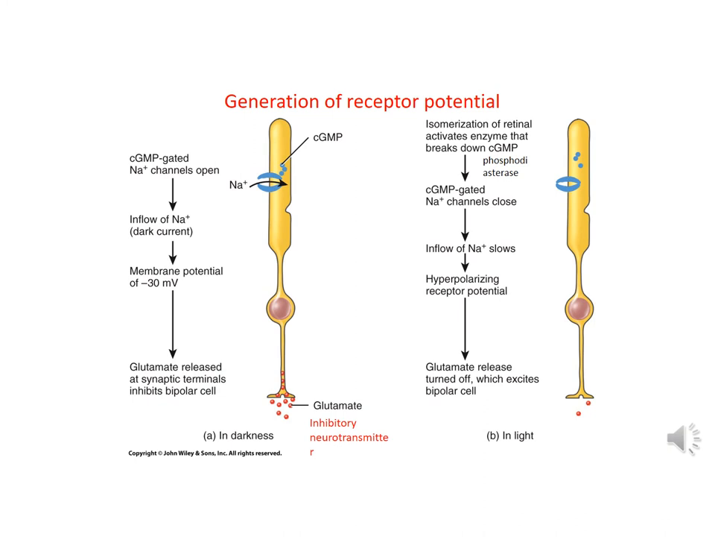Why do the bipolar cells show depolarization? Because they are deprived now of the inhibitory neurotransmitter. We removed the inhibition coming by glutamate, so they are showing depolarization.